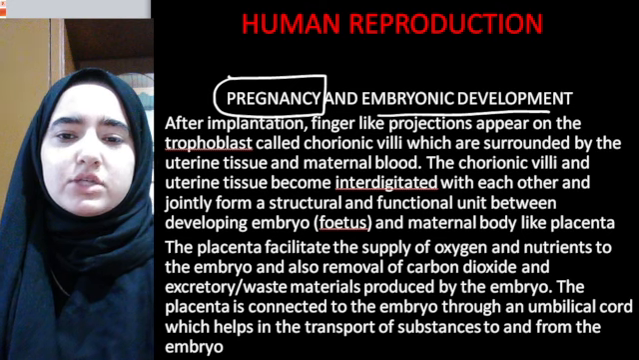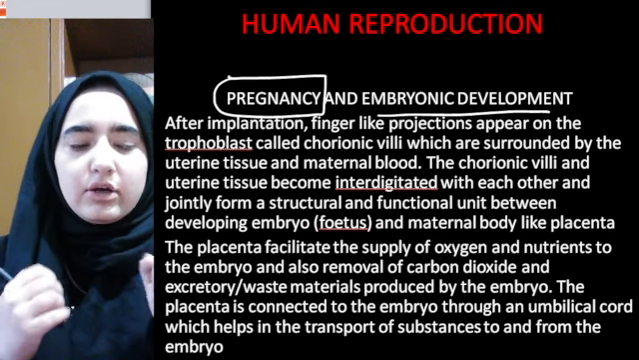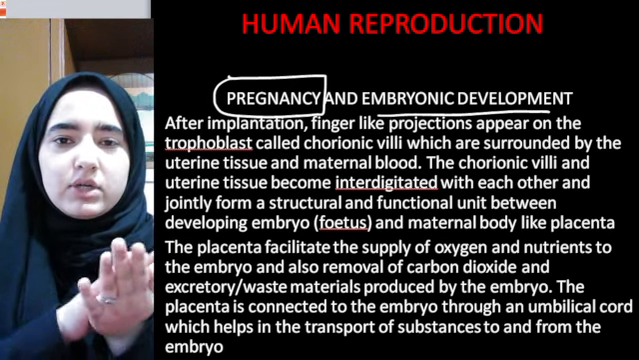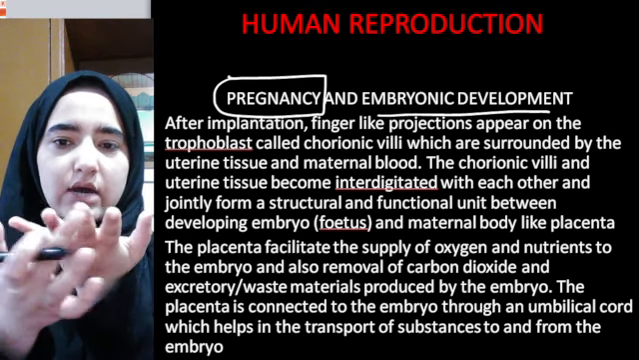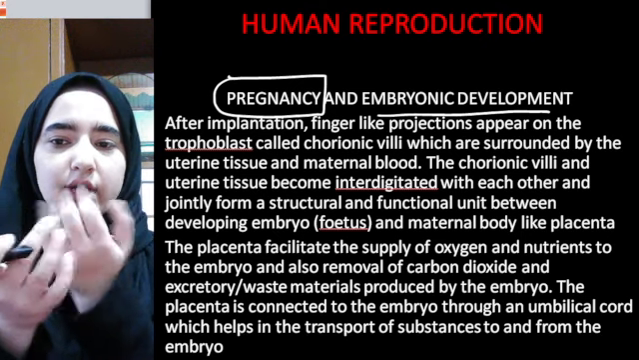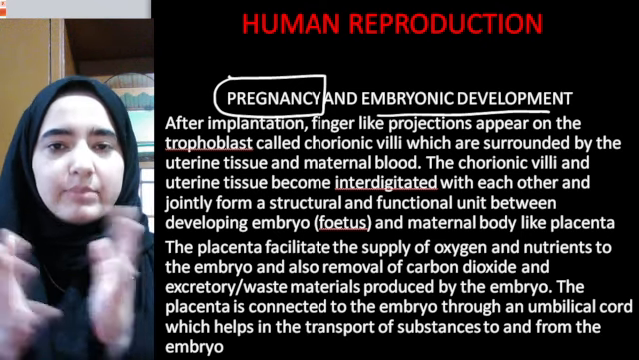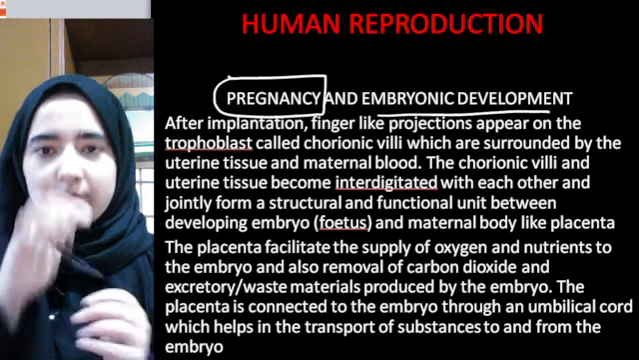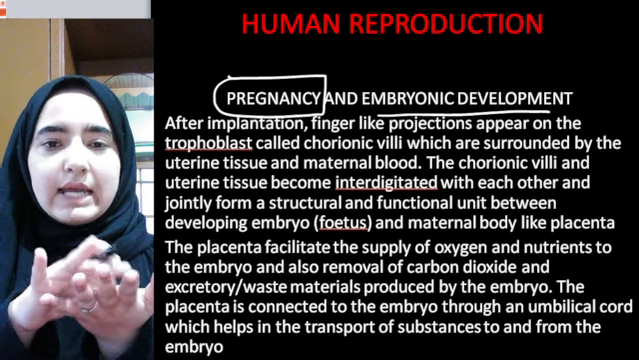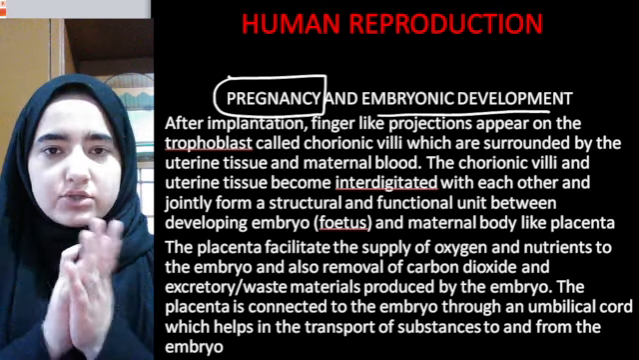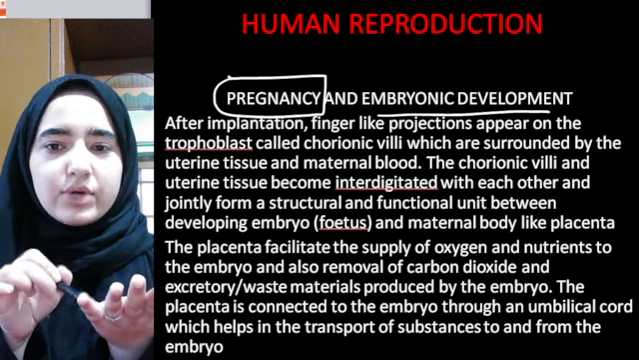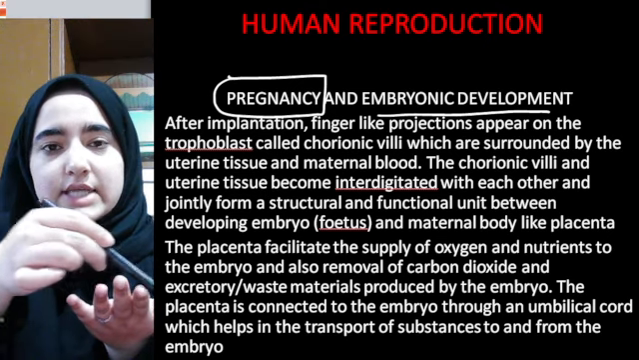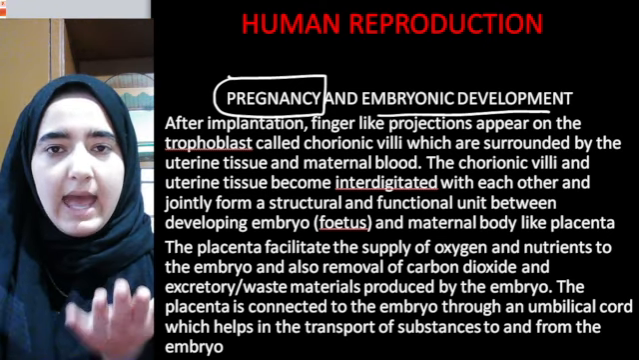Once implantation took place, finger-like projections appear on the trophoblast, the outer layer, which are known as chorionic villi. Say for example, after implantation, finger-like projections appear on the outer layer, and these finger-like projections are known as chorionic villi, which are further surrounded by uterine tissue and maternal blood. I'll write it down here.